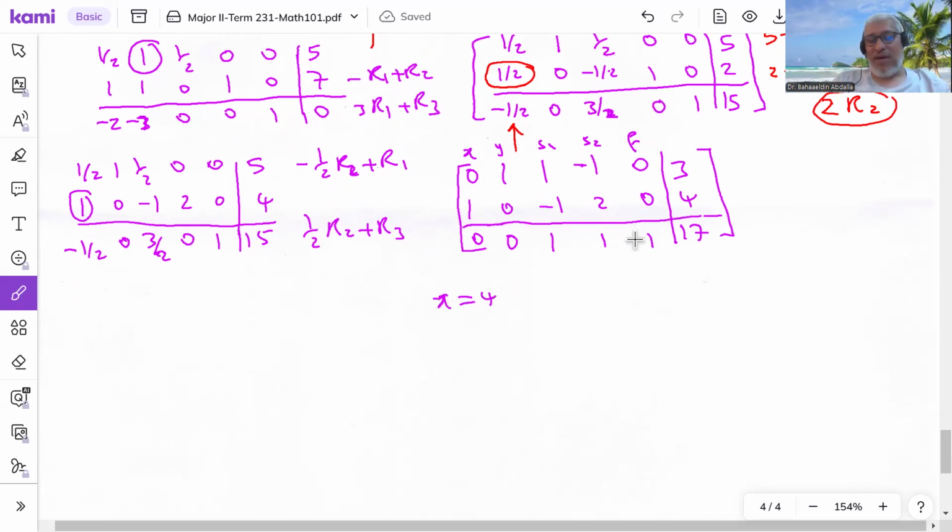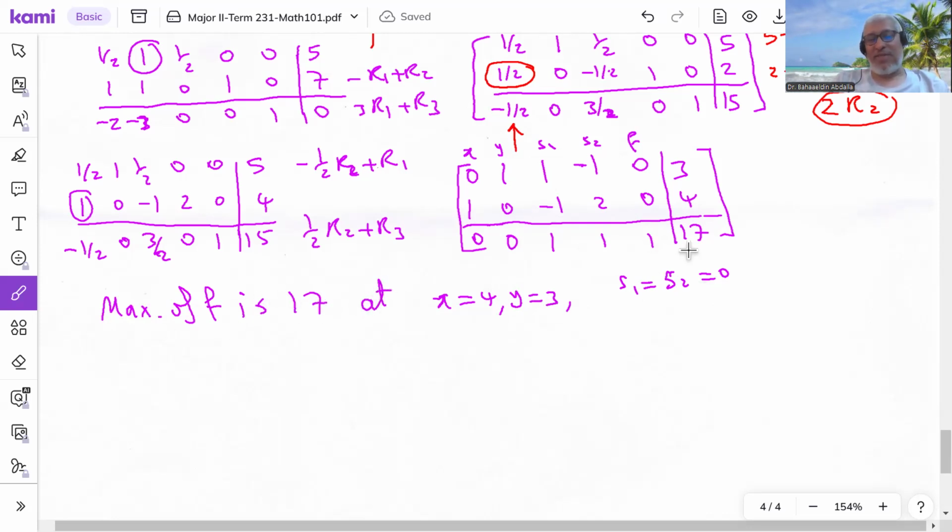How do we find the values? We put the non-basic variables zeros. What are the non-basic variables here? These two, S1 and S2, because they don't have 1, 0, 0. Okay, so S1 and S2 are zeros. So if S1 and S2 are zeros, then X would be 4 and Y would be 3. So the maximum of F, if you put S1 and S2 zeros, then F would be what? 17. So the maximum of F is 17 at X equals 4 and Y equals 3.